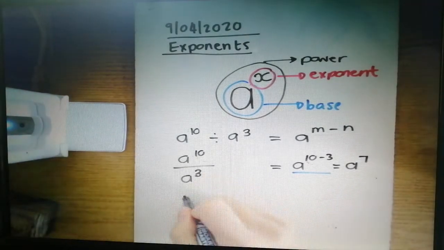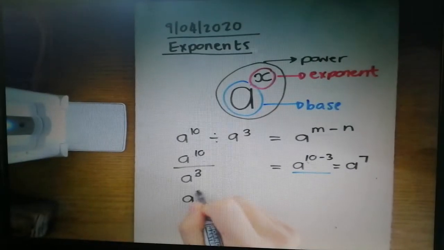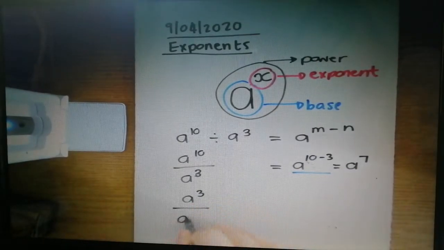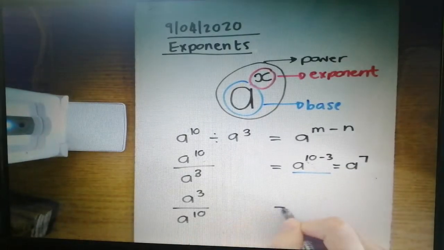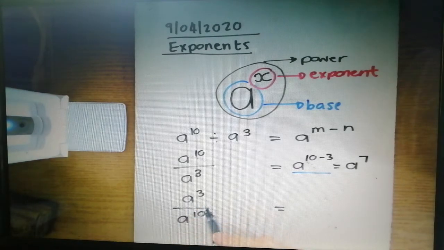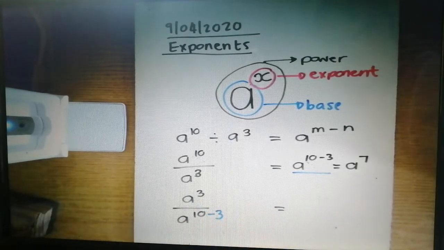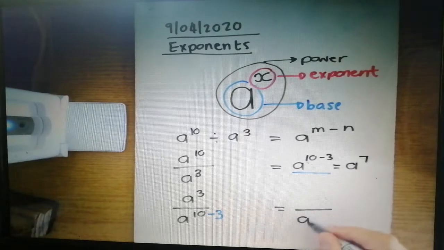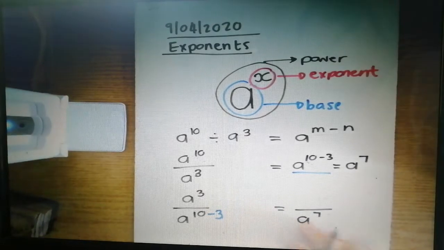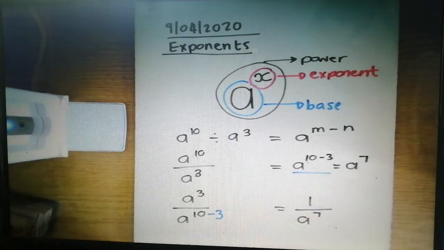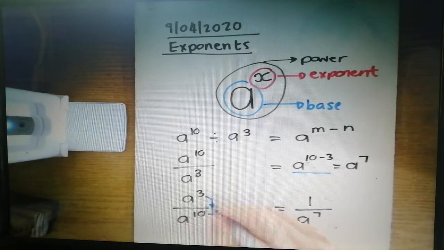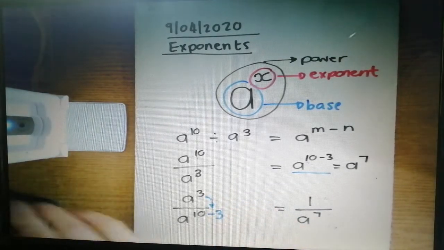But remember when it looked like this, perhaps I had a to the power of 3 on top and I divided that by a to the power of 10. I'm still dividing, so I still have to subtract, but where does my division happen? My division happens at the bottom. You always move the smaller to the bigger, and that's where my subtraction happens. So in the denominator, I have a to the power of 7. What stands in my numerator? A 1, because this moved down. Not a 0, but a 1.